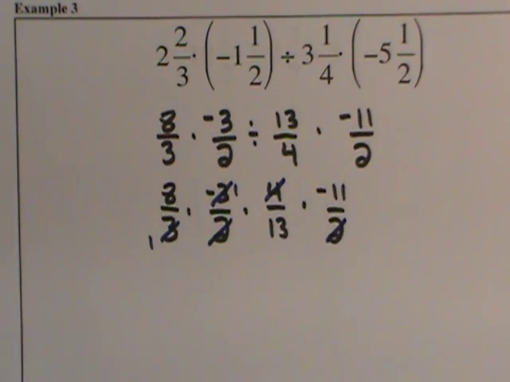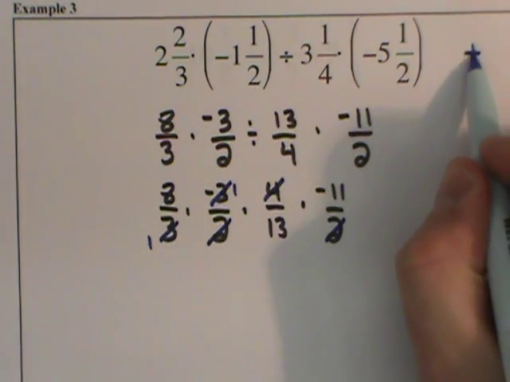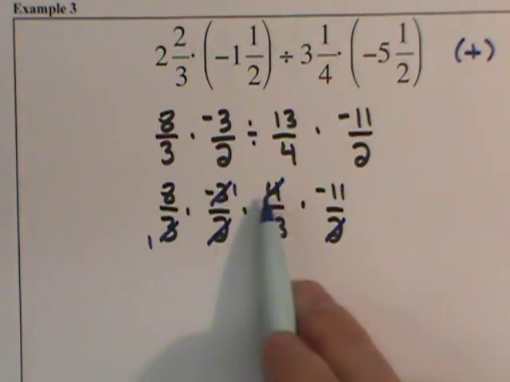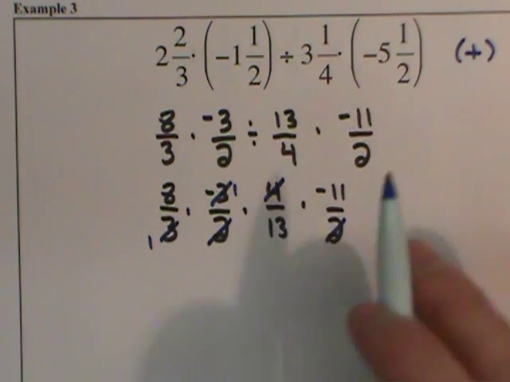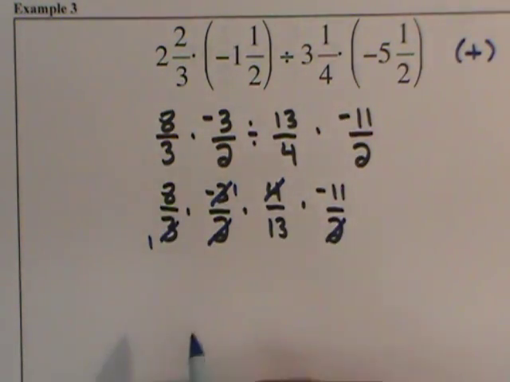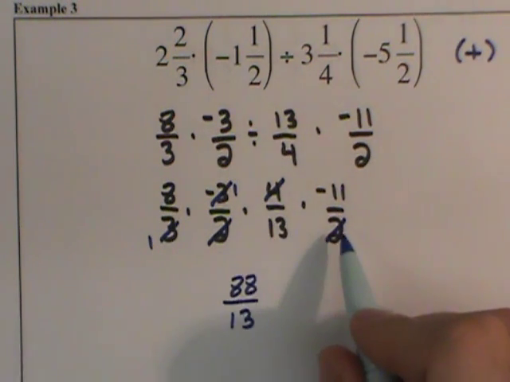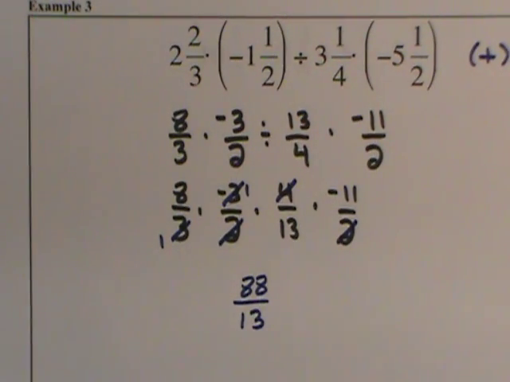So now it's simply time to multiply the top with the top and the bottom with the bottom. I do notice that from the original problem there were 2 negatives that guaranteed that my answer was positive. I still have 2 negatives in here, but they're going to cancel out. I will get a positive answer. So I'm going to take 8 times 11, which would be 88, over 1 times 1 times 13 times 1, which is 13.